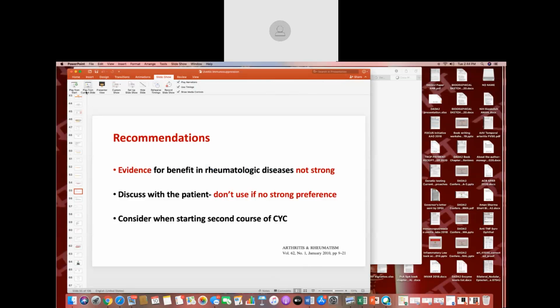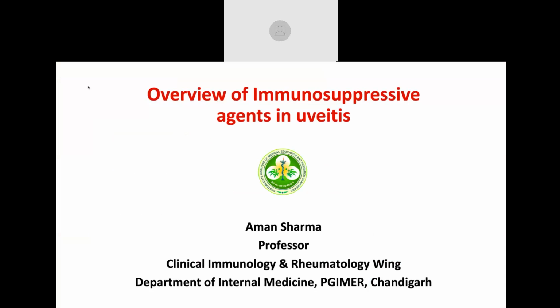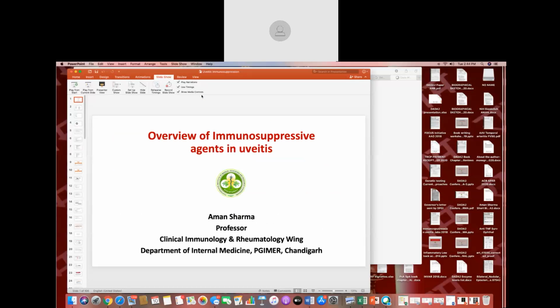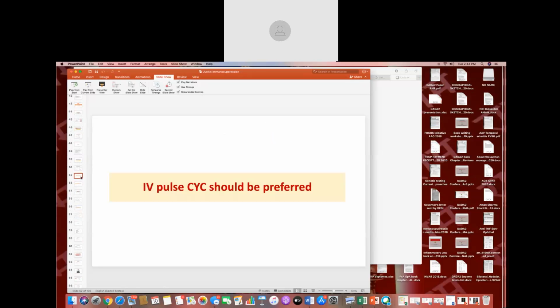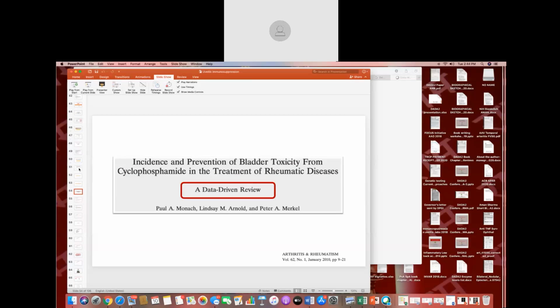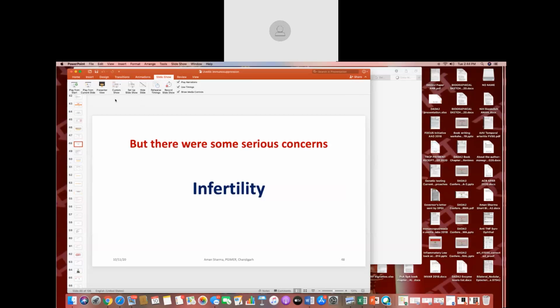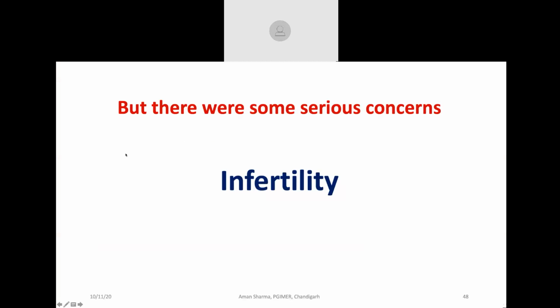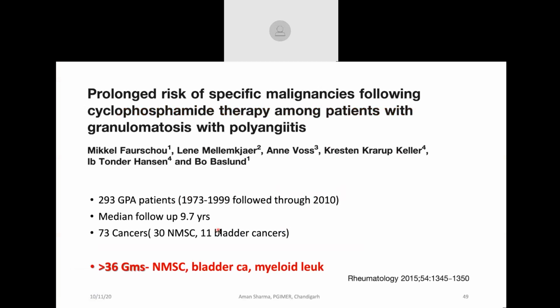The other question which you might have been asked is, people will read about Mesna and ask you whether you use it. If you look at the data, there is not enough data to really tell that Mesna should be used in all patients who are given cyclophosphamide. This was a data-driven review by Peter Merkel from the Vasculitis Research Consortium in US. Evidence in rheumatological disease is not very robust. We can discuss with the patient unless the patient strongly wants it.